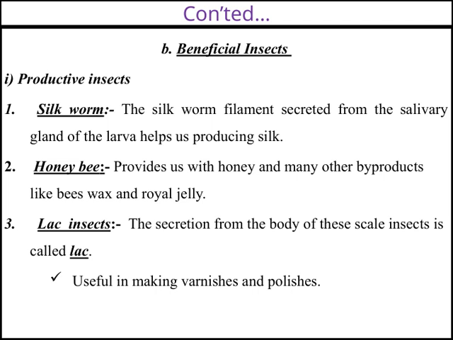Next, we have honey bees. They're not just about honey, they also provide us with beeswax, royal jelly, and other byproducts that are useful in many industries. Then there are lac insects, which secrete a substance called lac from their bodies. This secretion is used to make varnishes and polishes, giving surfaces a shiny, protective layer. These insects demonstrate how beneficial they are, contributing to various industries and supporting our economy.